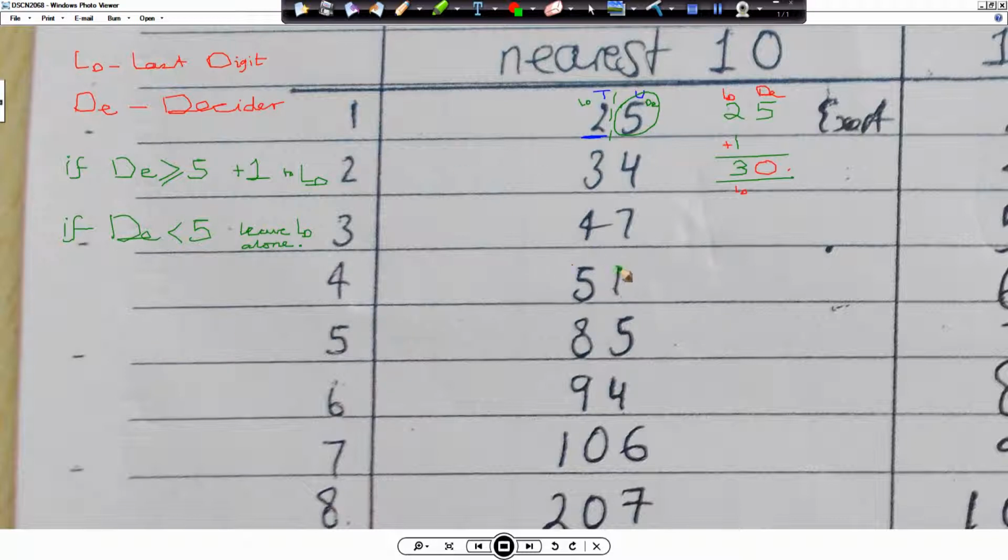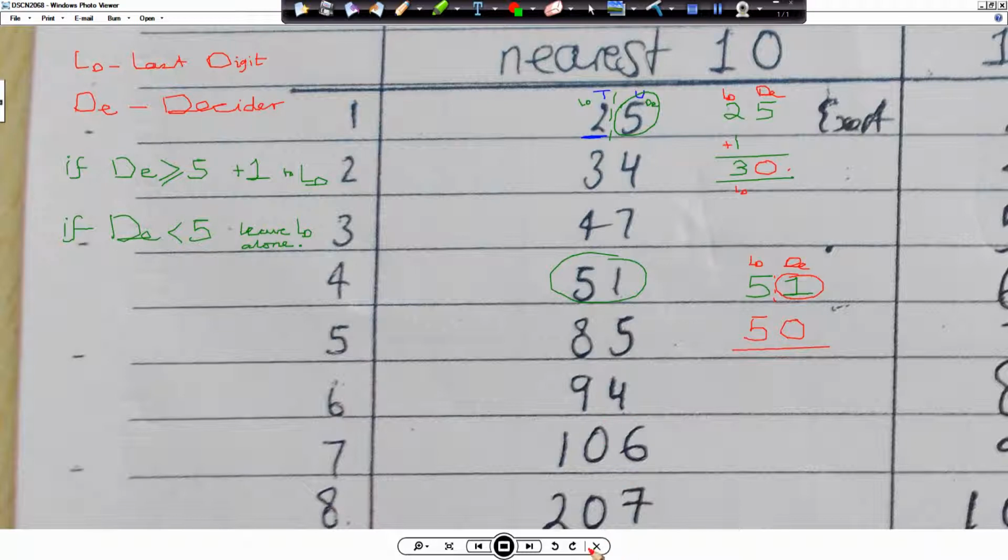Let's have a look at this question over here now, the 51. Let's copy it down and analyze the 51. We're looking at the units and tens. The tens digit is the last digit. The next one is the decider. Now we look at the decider. Is the decider 5 or more? No, it is less than 5. So what do you do to the last digit? You leave it alone. I haven't added 1 to it. Now what do we do with the gap? Fill in with 0. So the final answer is 50.